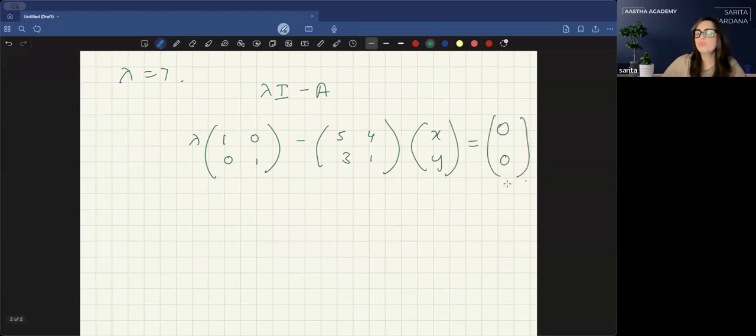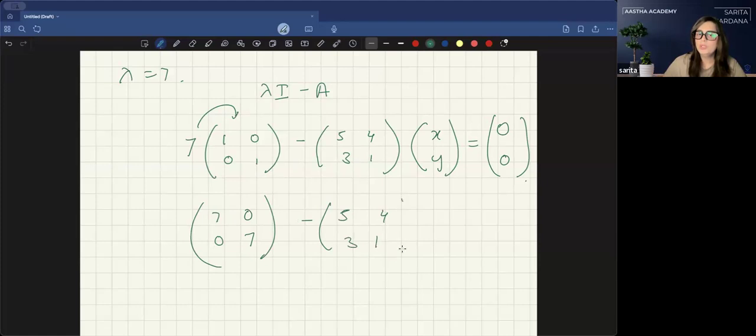This is the equation I'm supposed to form. Now, instead of this lambda, because we already know one value of lambda is 7, we will write 7 here, and I'm supposed to solve this. So I'm just simply going to multiply 7 into the matrix, that is [7 0; 0 7], minus [5 4; 3 1], x and y as it is, and then of course 0 and 0 as it is.